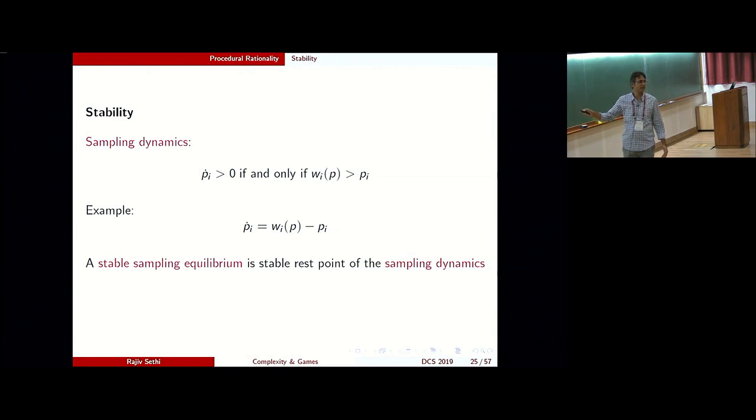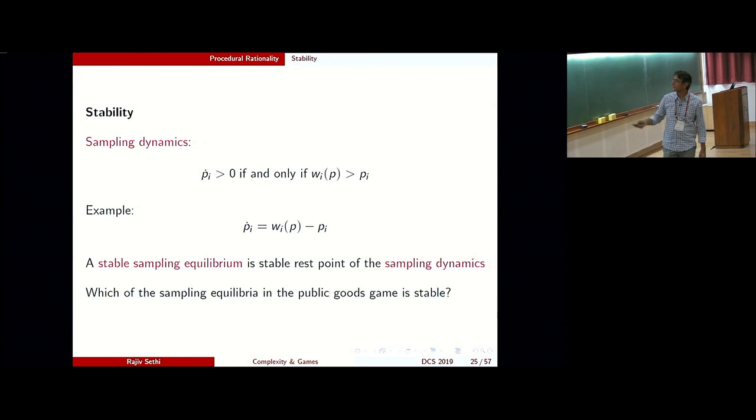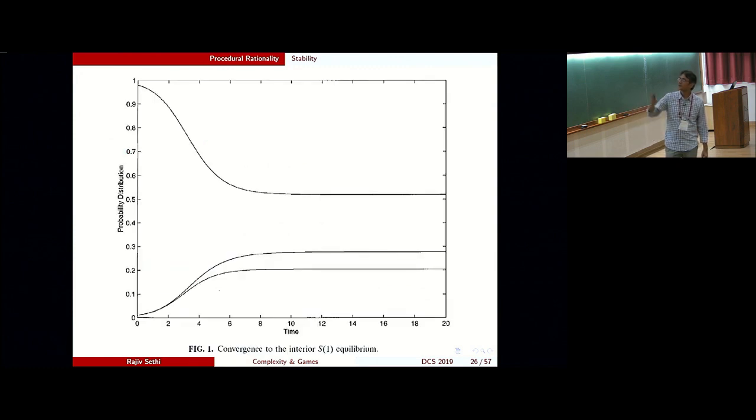Anything linear will work. It'll keep the unit simplex invariant. So anything like this will work. And we define a stable sampling equilibrium as a stable rest point to the sampling dynamics, okay? Now if you apply this concept and look for stability in that simple game, which of the sampling equilibria is stable? This is what I found.